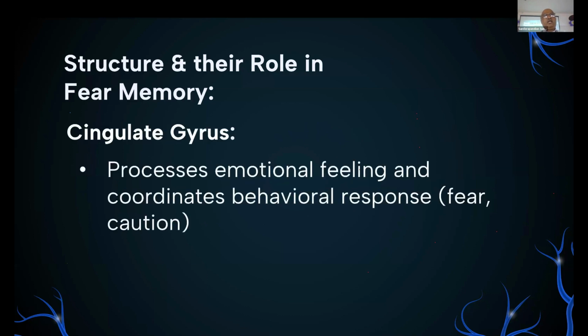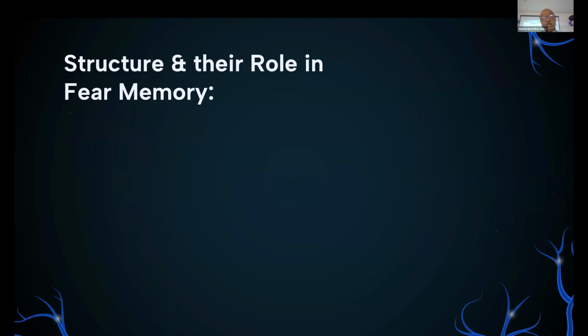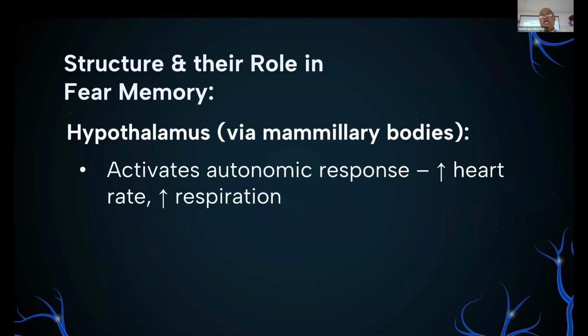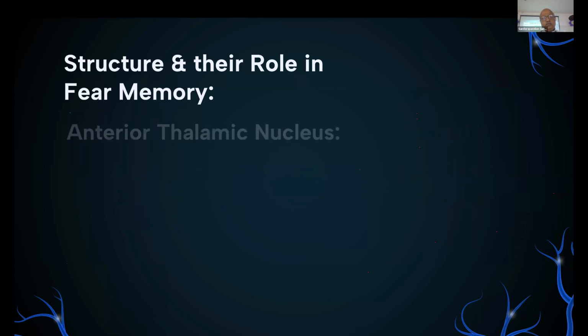Cingulate gyrus, integration of that emotion with your prefrontal cortex. So fear, caution. If you go to that same area, what happens? Via the mammillary body, it is connected to the thalamus. From the thalamus, it goes to the hypothalamus also. So that activates your heart rate. So palpitation comes, he was breathing heavily, isn't it? So your autonomic nervous system is getting involved. So that is your fear memory.